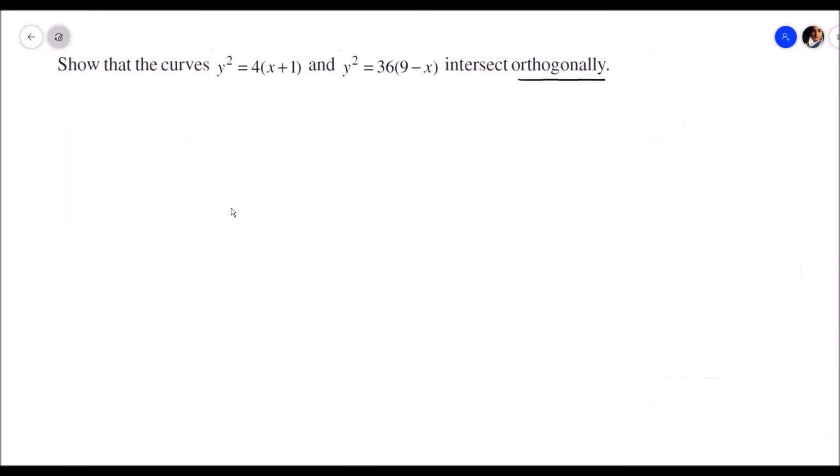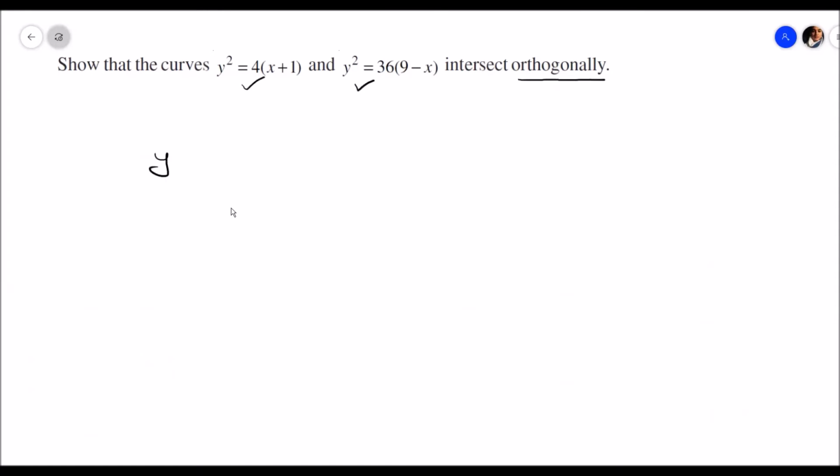The product of the slopes should be minus 1. For that, let me first find out where they are meeting. If I find out where they are meeting, that should be the first step. So in order to find out where they are meeting, I should be equating this and this, because both of them are y squared.